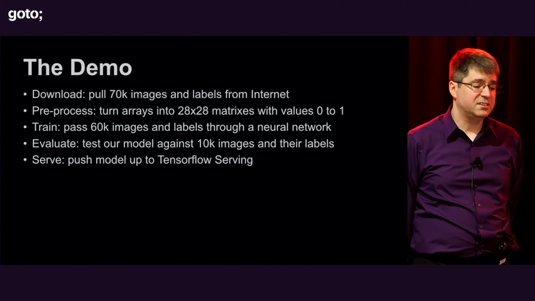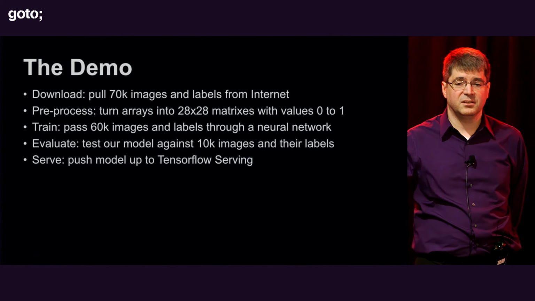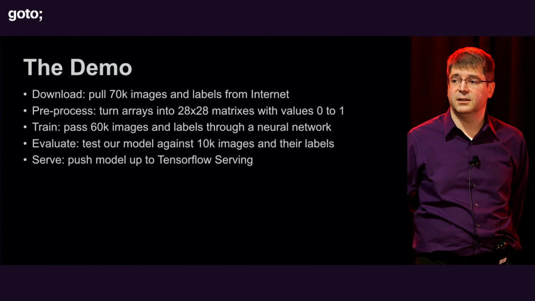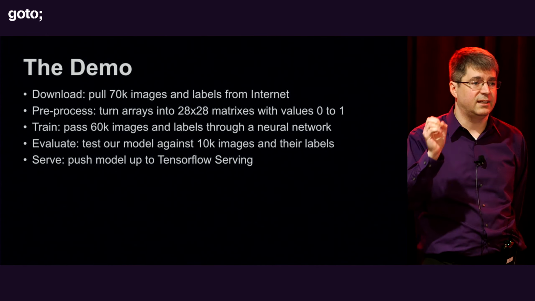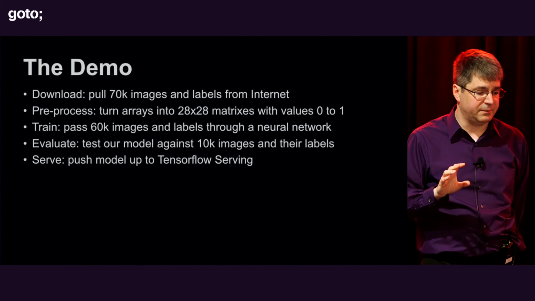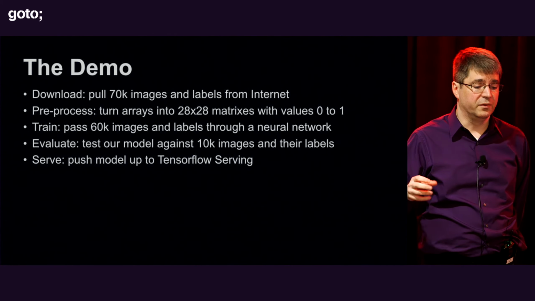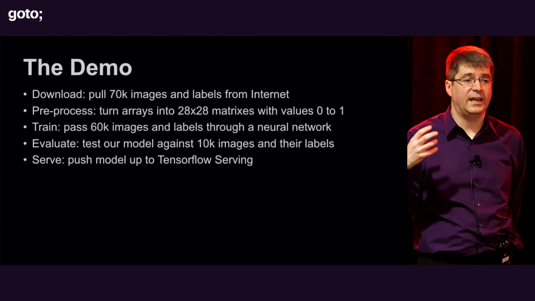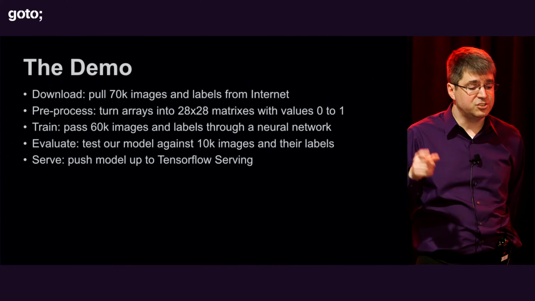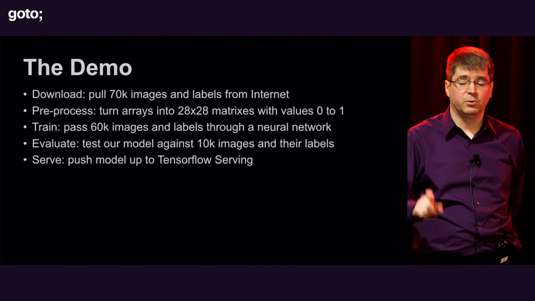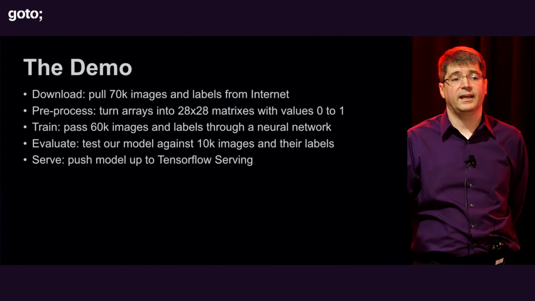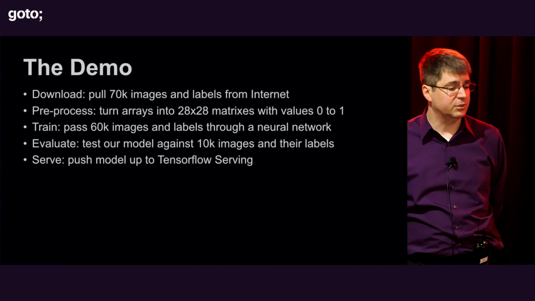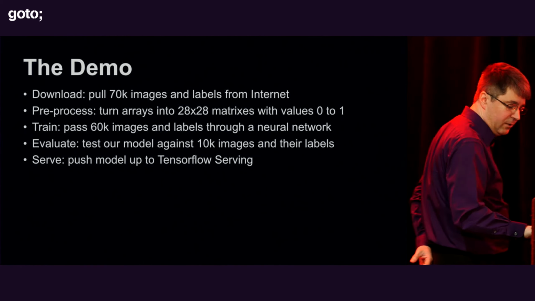Training: we're going to take 60,000 of those images and pass them through a neural network, and train up that neural network to be able to recognize these 10 different kinds of clothing. Evaluate: we'll then take 10,000 of those images and labels, pass them through, and see how accurate our model is. And then serve: we're going to take that model and push it up to TensorFlow serving, and I'll actually get a prediction back from it.